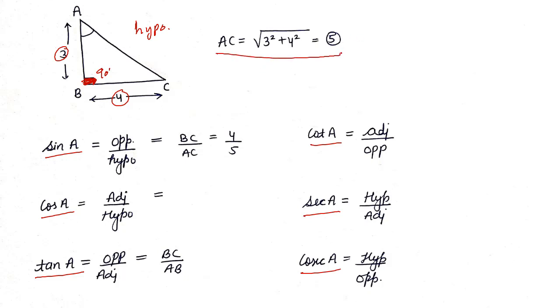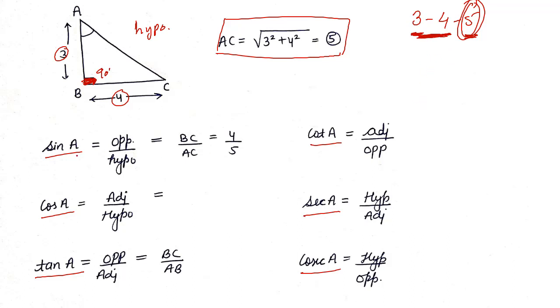Let's quickly find AC. AC will be the square root of 3 square plus 4 square, which is equal to 5. You can also just remember the triplet 3, 4, 5. If one side is 3 in a right angle triangle and the other side is 4, then the hypotenuse will always be 5. Also remember, the hypotenuse is always the longest side in a right angle triangle. So the longest one will be 5, and the other two sides are 3 and 4.